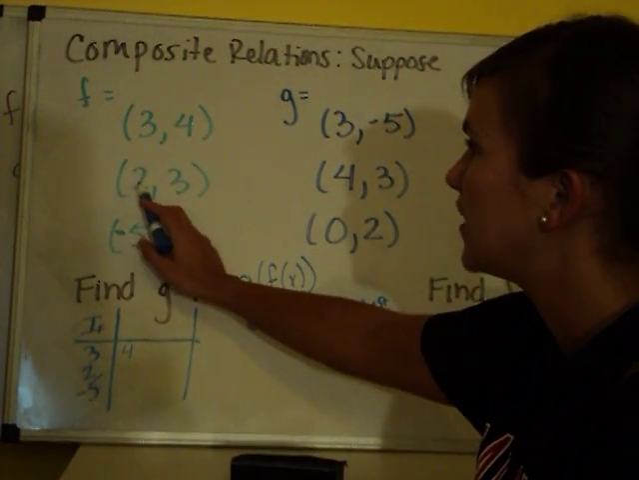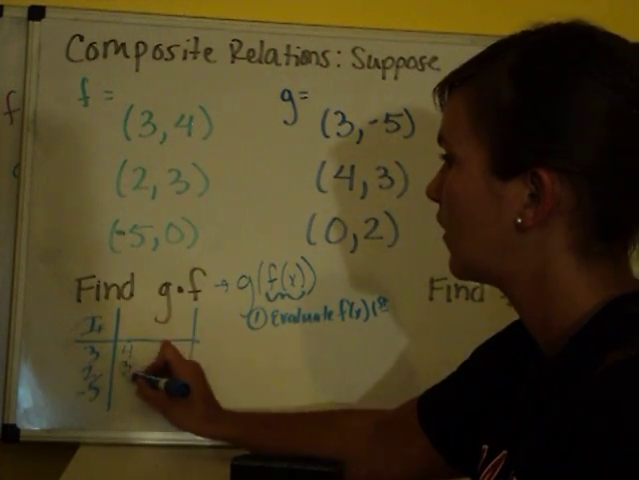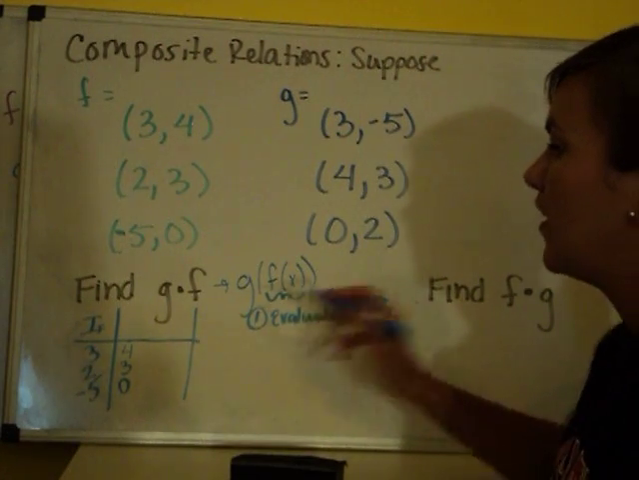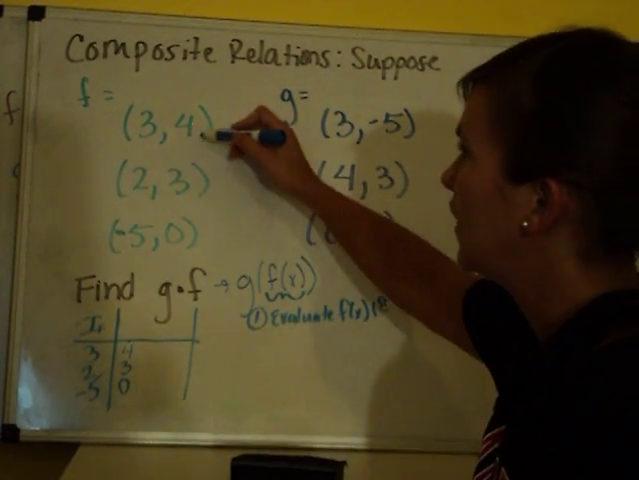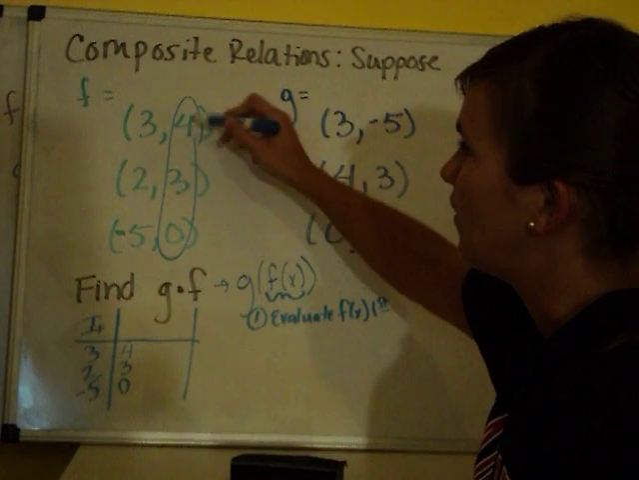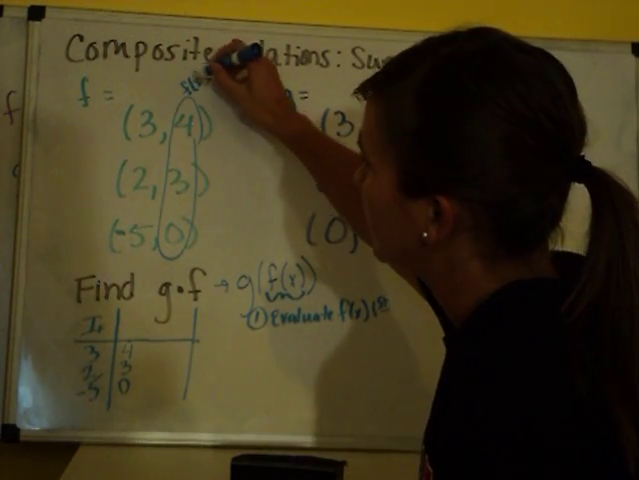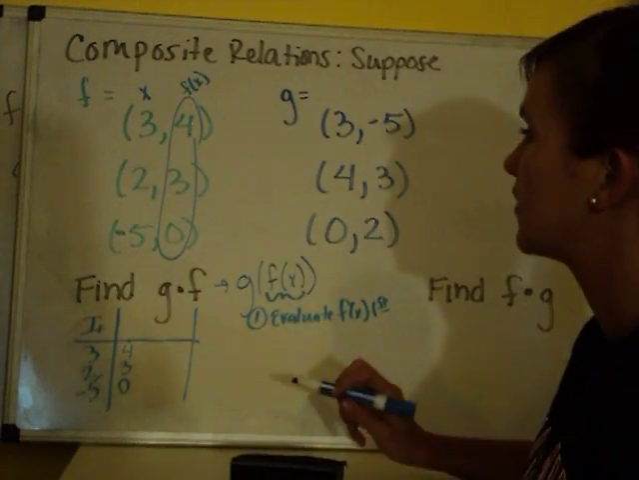The output when I stick in 2, I get 3. And here, negative 5, I get 0. Okay? This is the evaluation of f. After we evaluate f, we have those. Okay, because this is our x, this is our f of x.